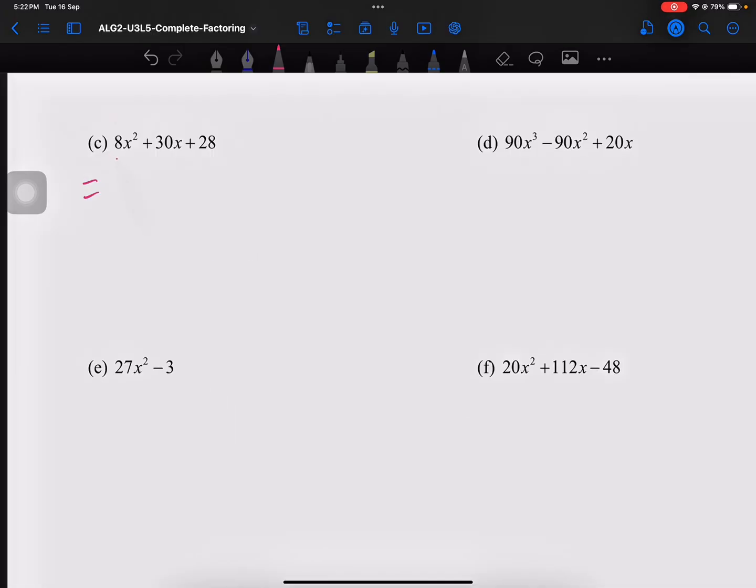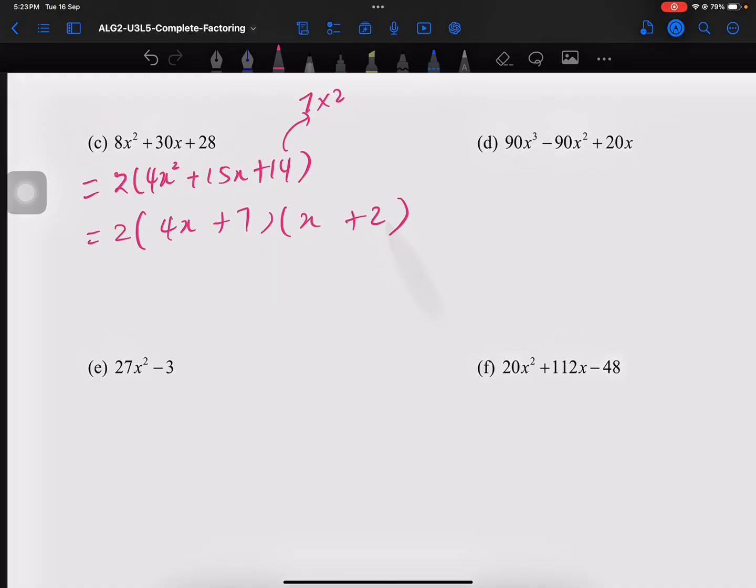Take out the GCF. The GCF should be 2, so we have 4x squared plus 15x plus 14. From here, you need to be very careful. Try and error. So we have 14. How to get 14 is 7 times 2. So 4x, x, and then plus 7, plus 2.